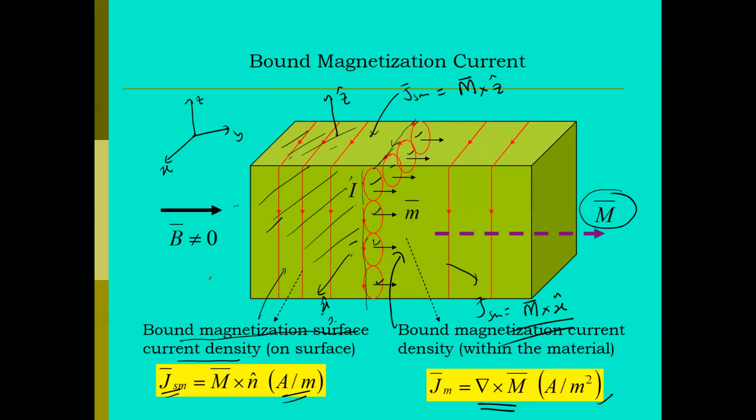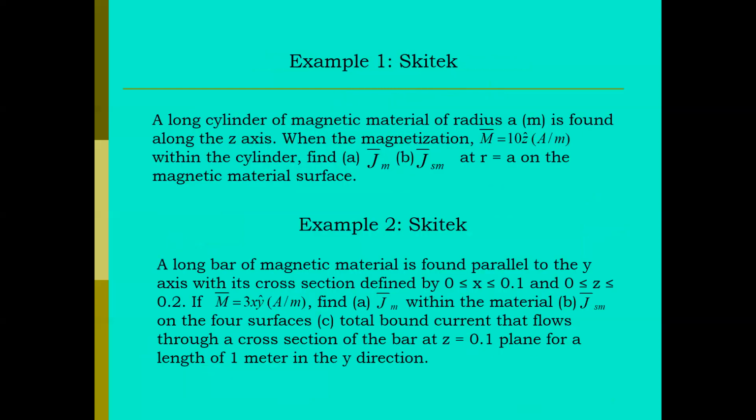Okay, so let's have a look at the first example related to the concept of magnetization and bound magnetization current. The first example is a long cylindrical structure with a magnetic material of radius A, found along the z-axis, where the magnetization vector M is equal to 10 z in ampere per meter within the cylinder.